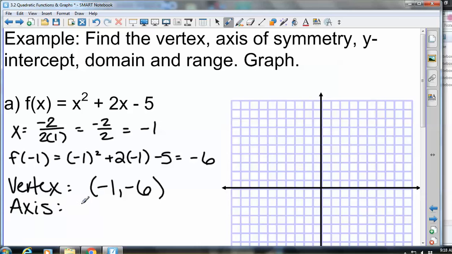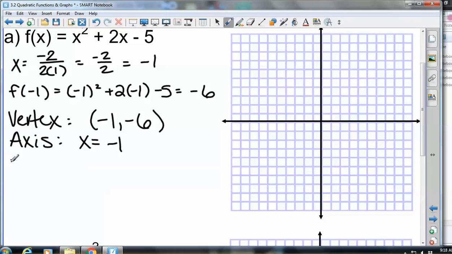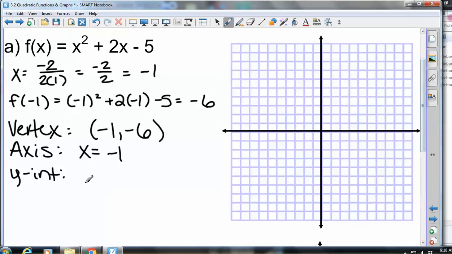Axis of symmetry is x equals the x value of the vertex. So just x equals negative 1. Y-intercept. You just have to plug in a 0 for your x, and you get negative 5. Okay, let's graph it. So negative 1, negative 6 is my vertex. Y-intercept is negative 5.